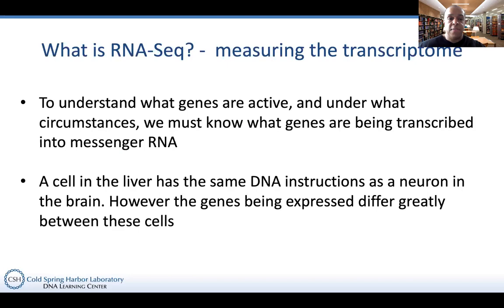If we use an analogy, or at least an example, a cell in the liver and a cell in the brain have the exact same instruction sets. And it's really this difference in gene expression, the difference of what genes are active, that really determines what makes one cell different from another.